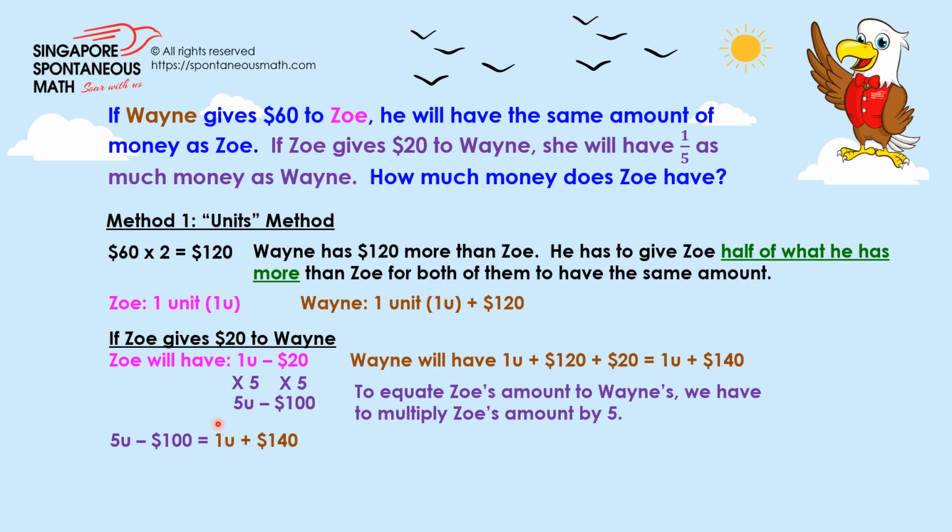So we move the 1 unit over to the opposite side of the equation. So the sign became negative. So 5 units minus 1 unit equals to $140 plus $100. So 4 units equals to $240. If you are not too sure how the sign changes when you move units or parts from one side of the equation to the other, you can watch my video on the units and parts method. So 1 unit equals to $60, which is 240 divided by 4. So Zoe has $60. So this is what Zoe has.